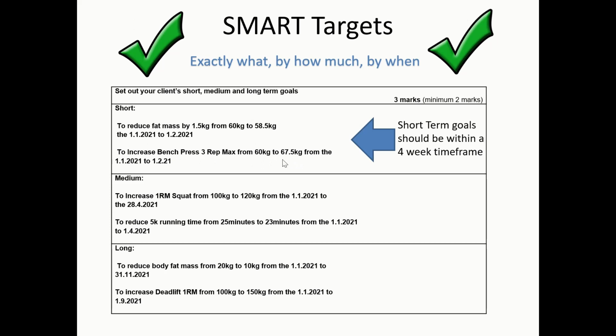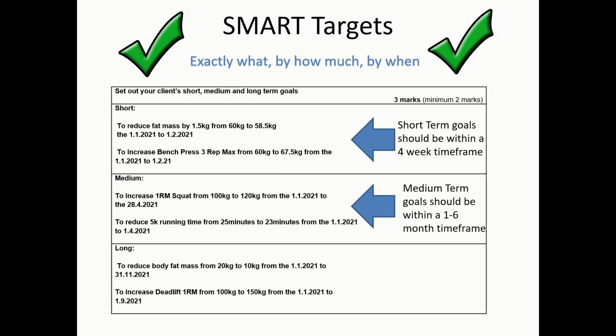So a 4-week training block in order to gain 7.5 kilos is certainly something that is realistic, and of course is timed, given that we've outlined the dates, which is from the 1st of the 1st 2021 to the 1st of the 2nd 2021. So again, all of those SMART targets have been met when it comes to those first 2 client goals. The second one is the medium-term targets.